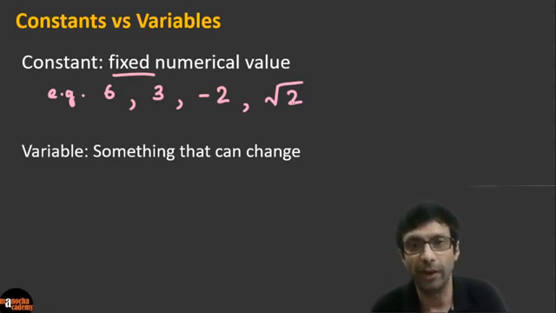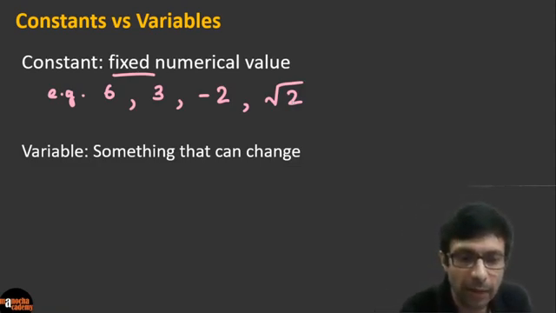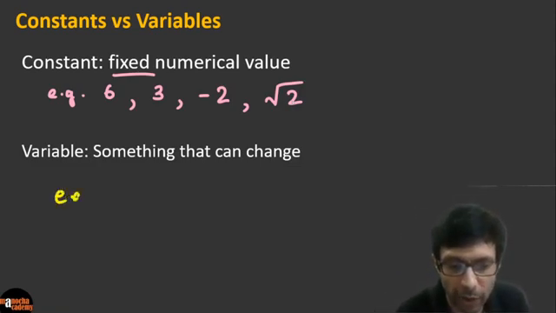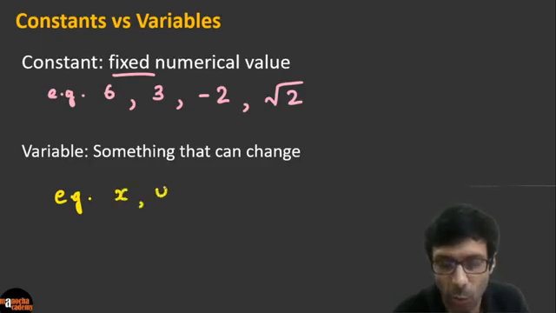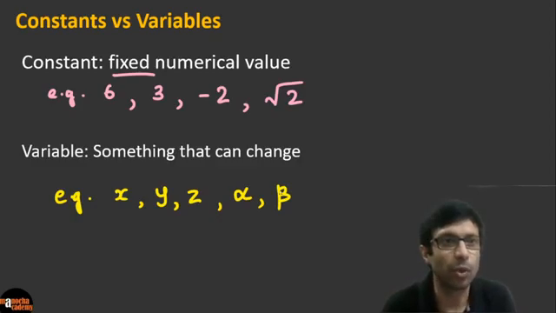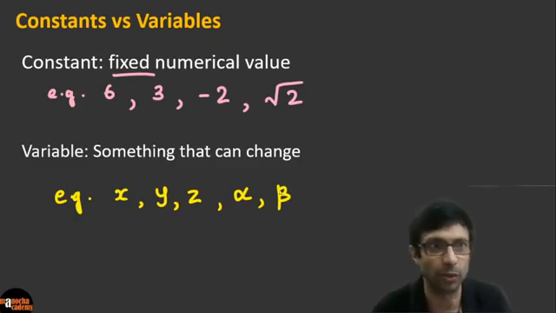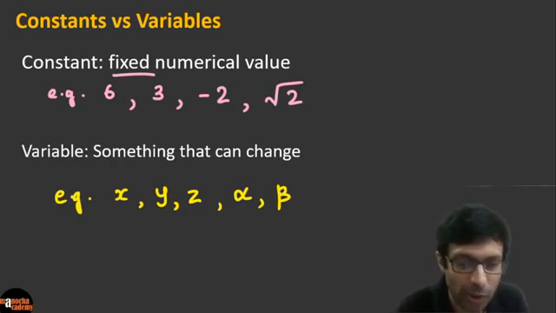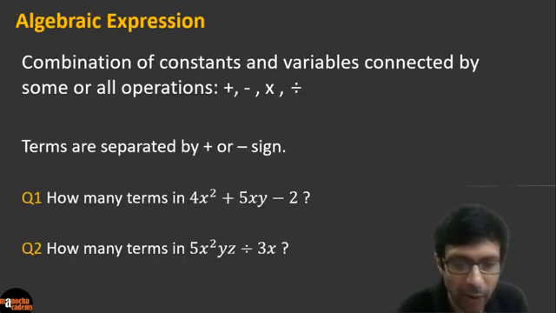And what is a variable? A variable is something that can change. So for example, we use the notation X in maths, or Y, or Z, or if you're using the Greek letters, alpha, beta. These represent variables which can take different values. Clear? So this is what a constant is and what a variable is.